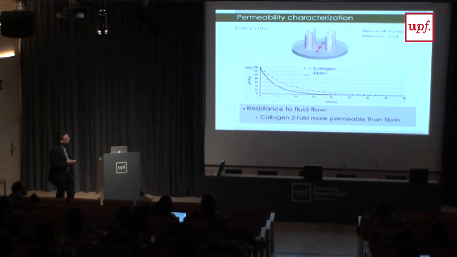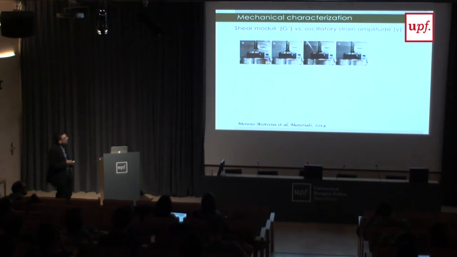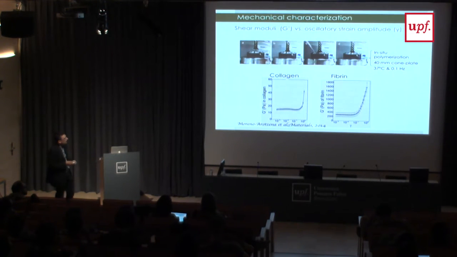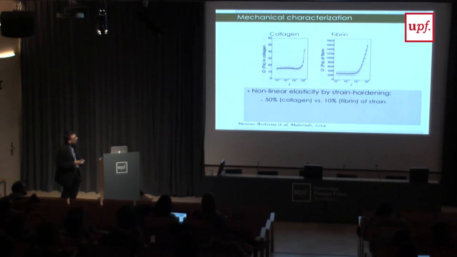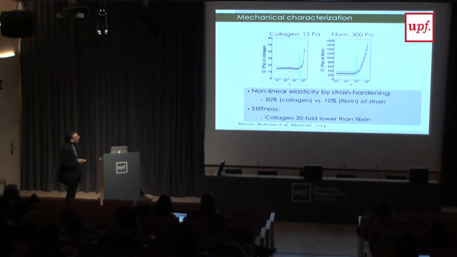In addition, we measured the permeability, where we also find differences in how the fluid moves inside. We observe that collagen is more permeable than fibrin. And of course, we quantify rheological properties, G prime, in collagen and fibrin. We observe that both of them have a nonlinear behavior as a function of strain, which is lower in the case of fibrin, and the properties are much higher in fibrin in comparison with collagen. We have to keep this in mind, because we are going to observe a very different behavior of the cell during migration for this reason.